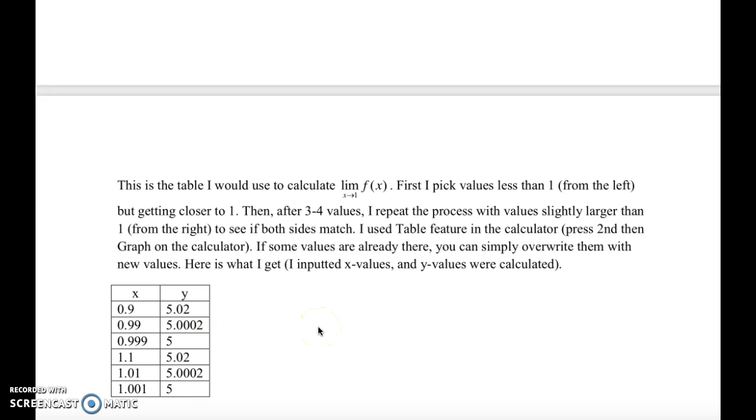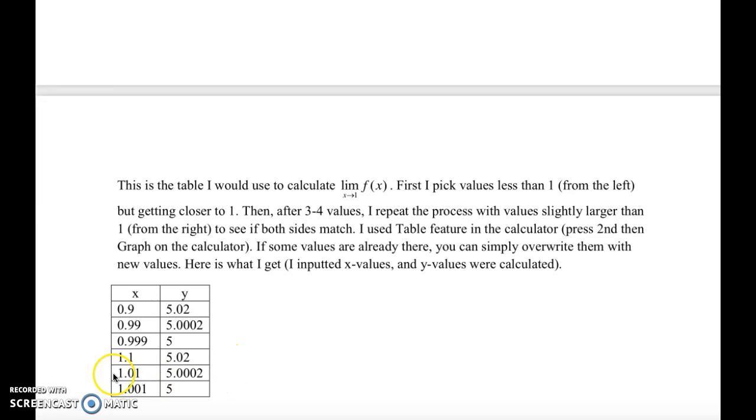Now I want to go ahead and repeat it for the right-hand side. So now I want to get closer and closer to 1, but I want to be on the right-hand side of 1, so just slightly bigger than 1. I'm going to start with 1.1. If I put 1.1 in my table, I get 5.02. That's pretty close to 5, but still not enough to tell me that that limit is going to be the same from the left and from the right.